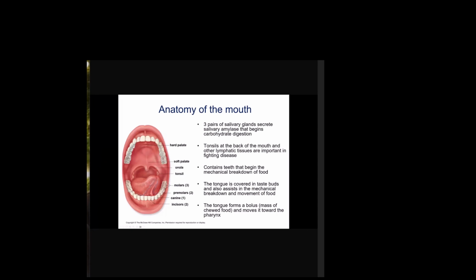Four canine teeth. Canine teeth are usually used for tearing. Dogs have more of them. Dogs don't have molars and premolars because they tear their food and eat it.